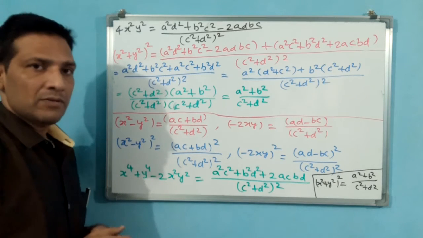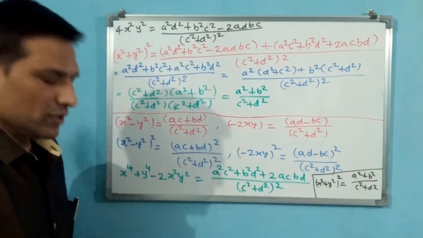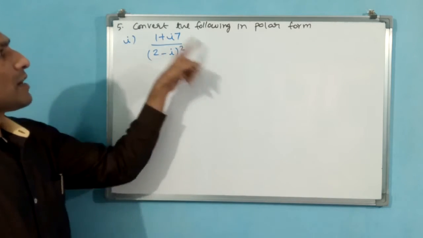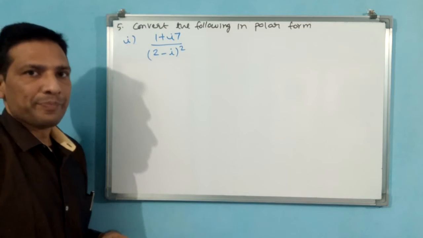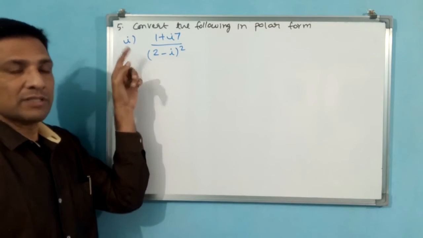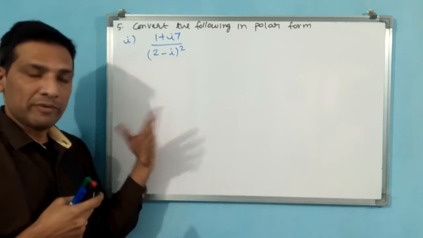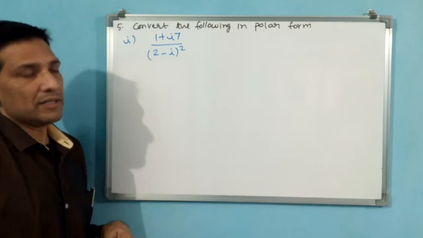Okay? Now, let us go for 5th question. Okay, see the 5th question. Convert the following in polar form. Okay, 2 questions are there, sub questions in 5th question, part 1, part 2. Let us take first part, we will finish it and we will go for second part.